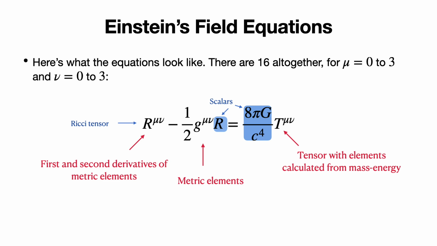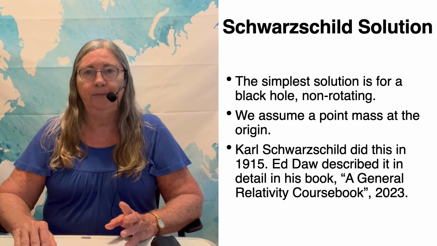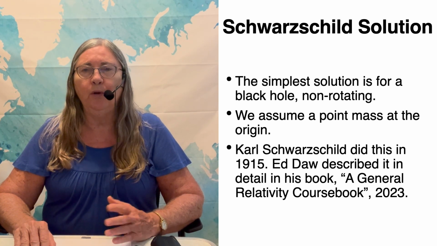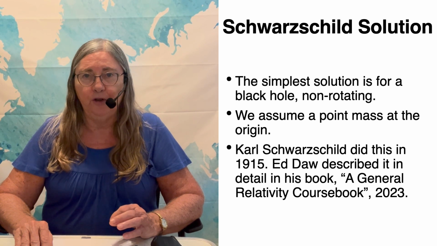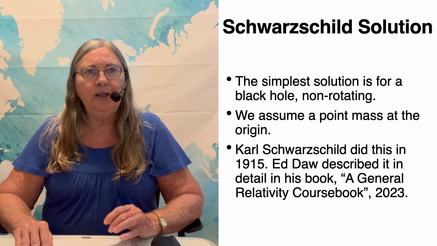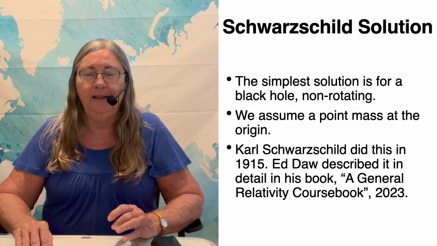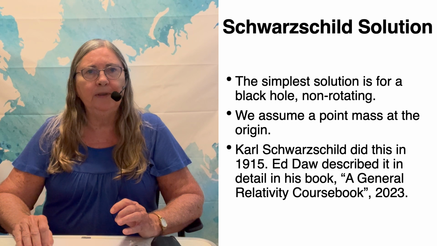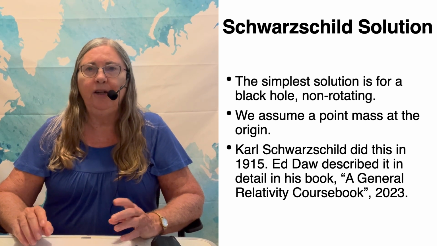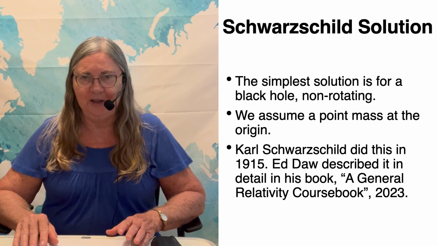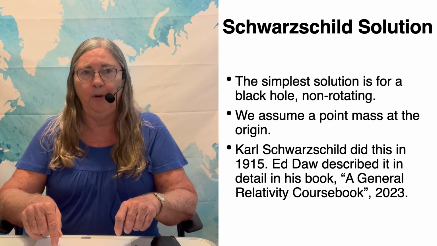The Schwarzschild solution is the simplest one. That's for a black hole that has no rotation and no charge. We assume a point mass at the origin, and this is something that Schwarzschild did in 1915. Also, in a recent book called the General Relativity Coursebook, Ed Dahl put all the details in. I'll put the references in the description below.